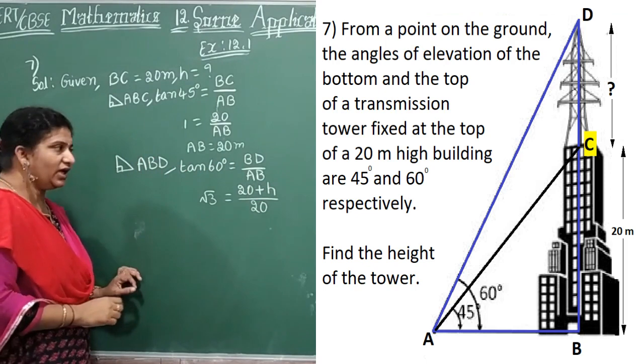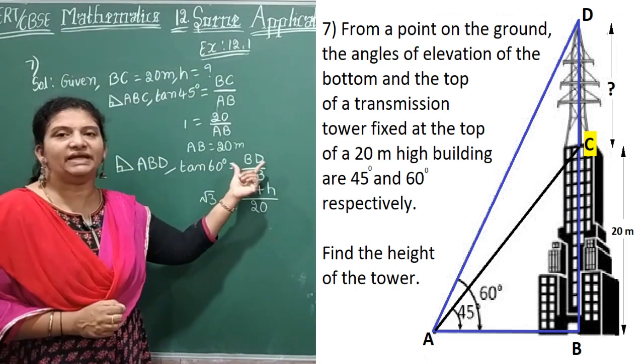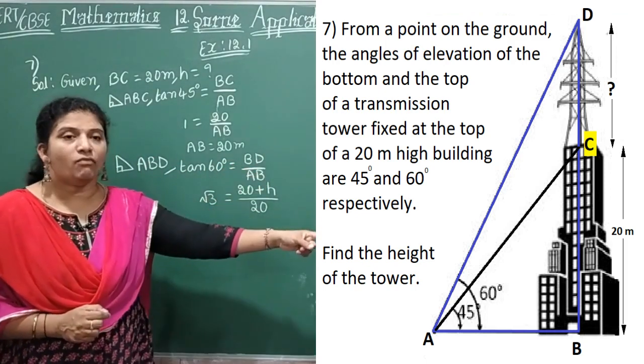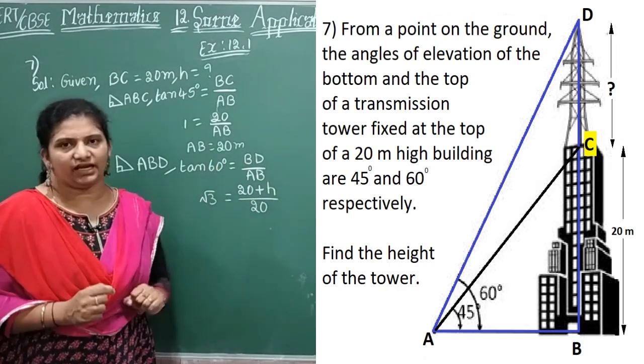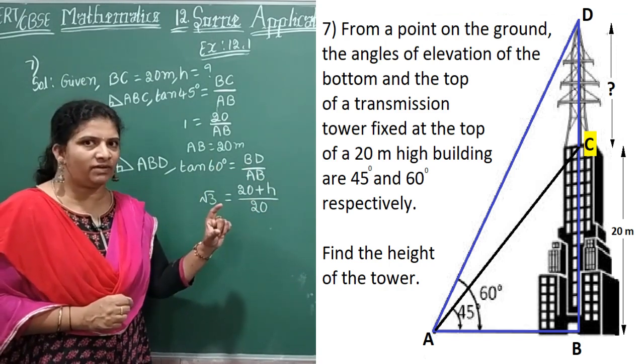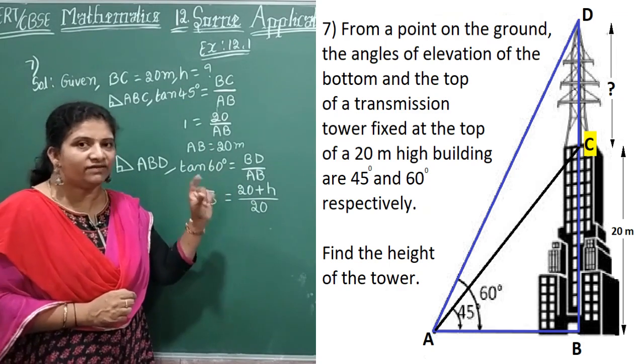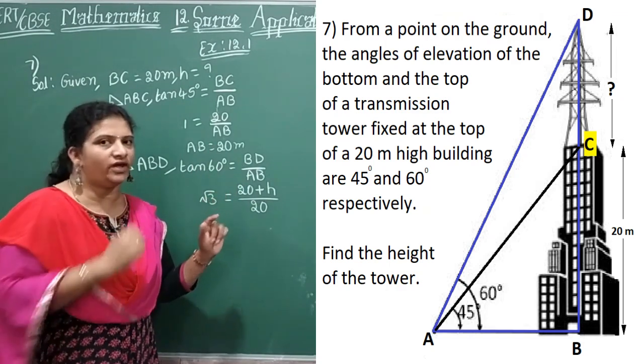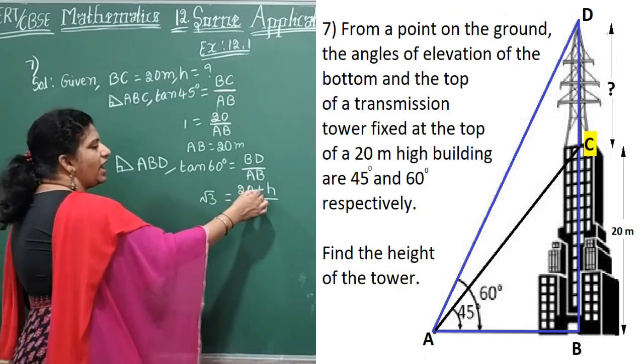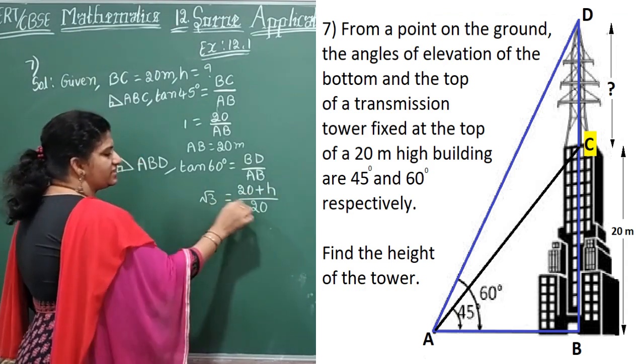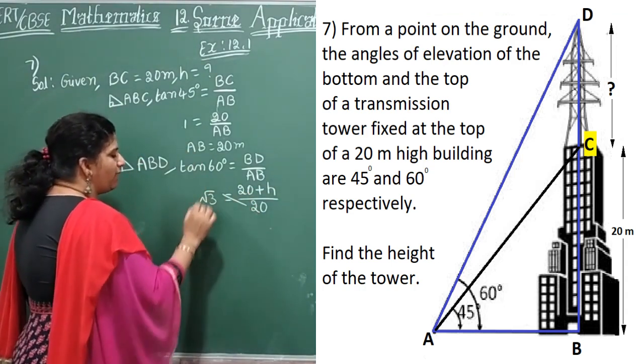Look here carefully. What is BD? BD is sum of BC and CD. Yes, BC is height of the building and CD is the height of the tower which is placed on the top of a building. So here I have written directly 20 plus H. Send this side, it will be multiple.